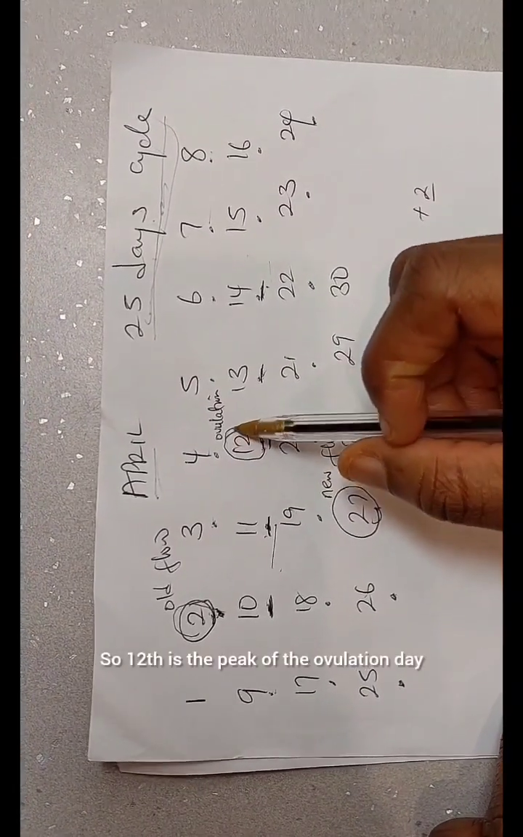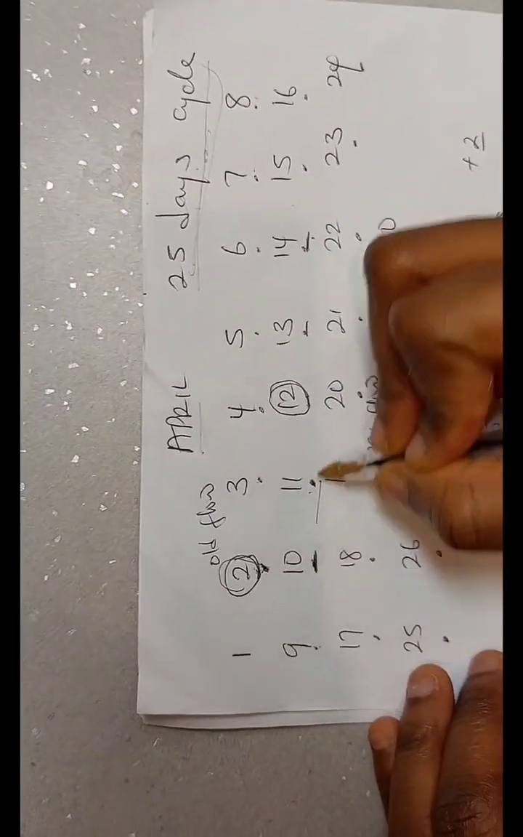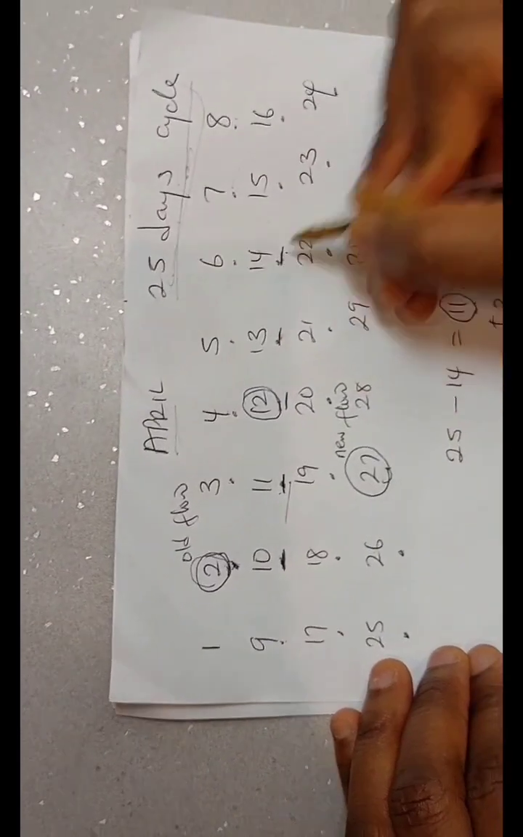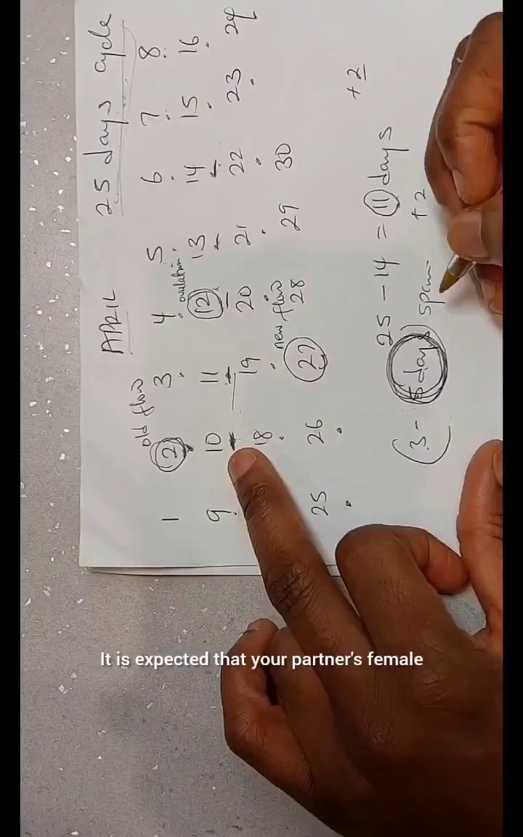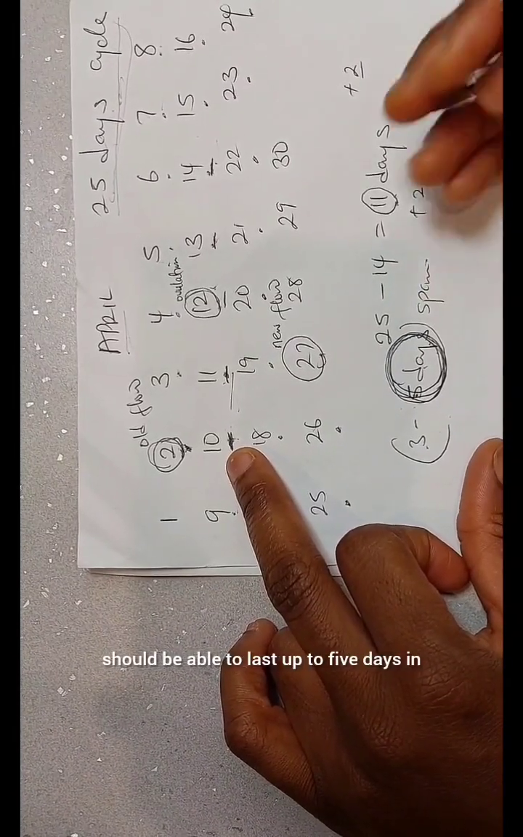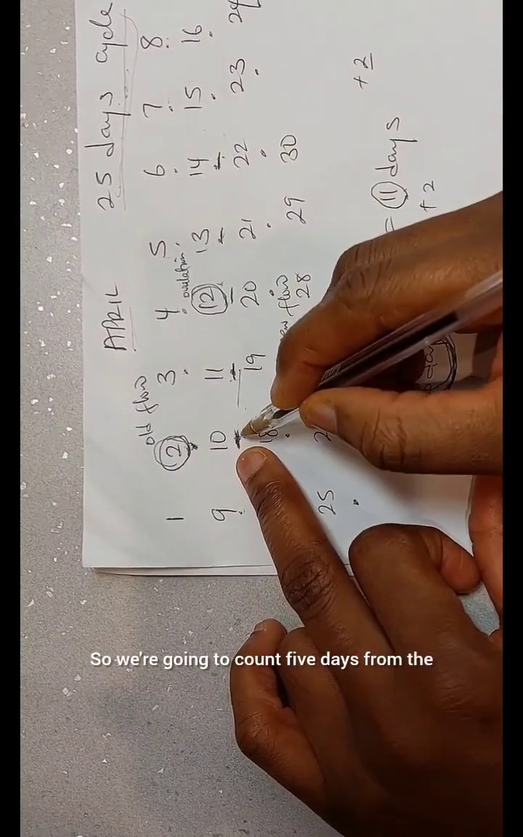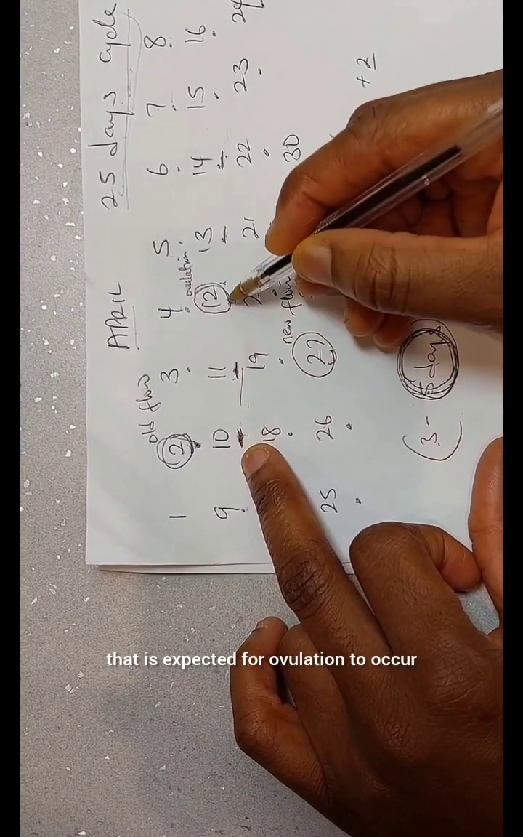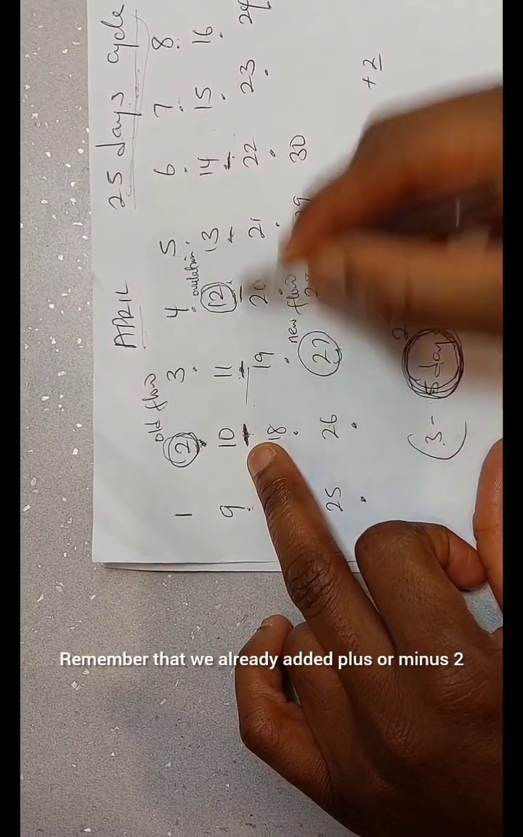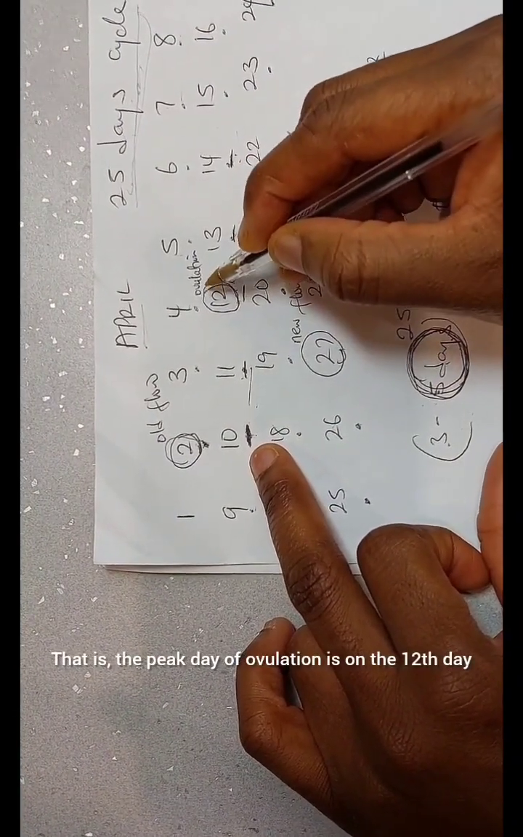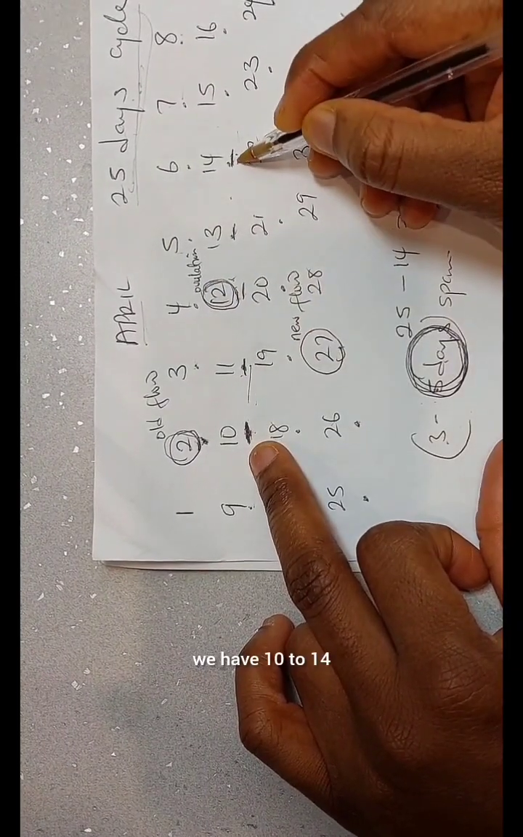So 12 is the peak of the ovulation day, and ovulation can occur 2 days before or 2 days after. Therefore, we have 10, 11, 12, 13, and 14. These days are the likely days that ovulation will occur. It's expected that your partner's sperm should be able to last up to 5 days in your body when released. So we're going to count 5 days from the earliest possible day that is expected for ovulation to occur. We're going to count 5 from 10. Remember that we already added plus or minus 2. That is, the peak day of ovulation is on the 12th day, plus or minus 2, we have 10 to 14.